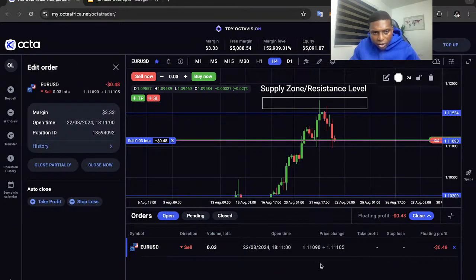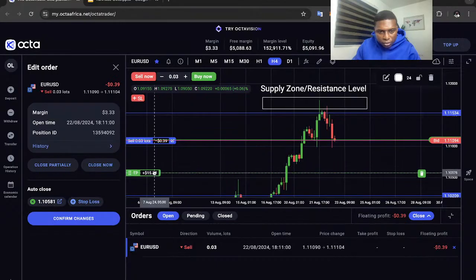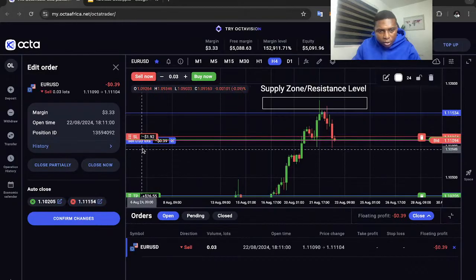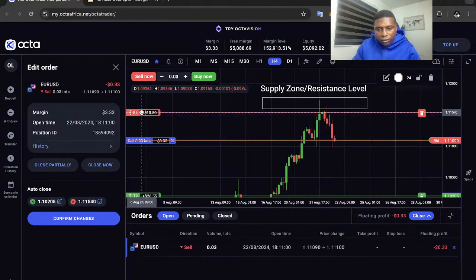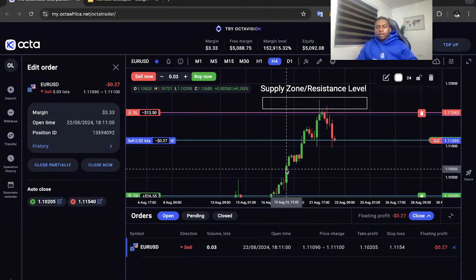Okay, so I click on the current order. So this is what we're gonna do. If you are using the OctaTrader platform, you click on your current order, then you have this pop out asking you if you want to edit your order. Then you come here and adjust the take profit to your preferred zone. So here I'm taking my take profit to this zone, and then my stop loss to the level at which I want it. So what do I do from here? I click on confirm changes, and when I do that, the order is being set.